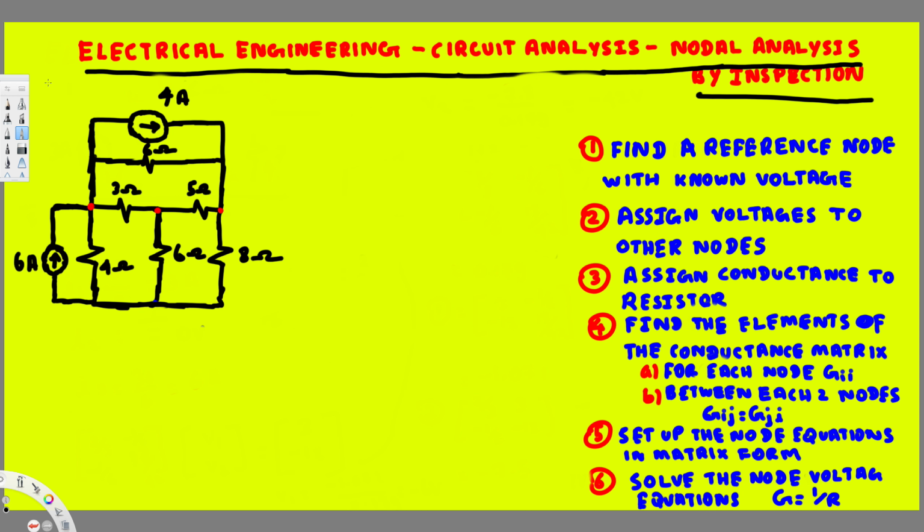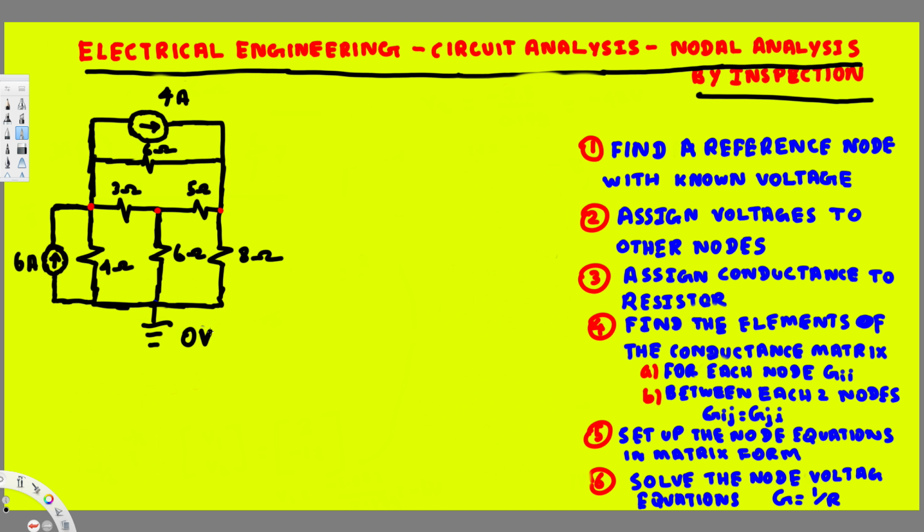In this video we are going to see how to find unknown voltages using the nodal analysis by inspection method. In order to do this method we have to follow all these 6 steps. The first step is to find a reference node with known voltage. For this part, we connect the bottom to the ground. In that way the bottom part is going to be just 0 voltage, right?